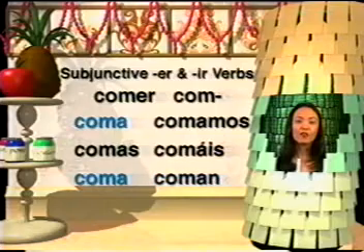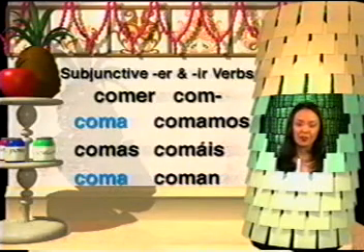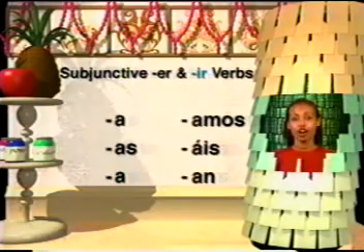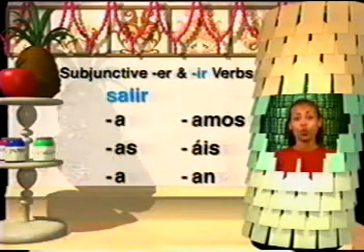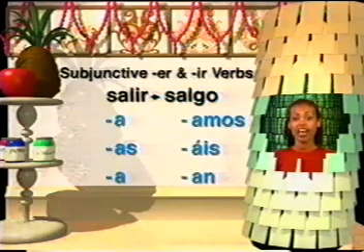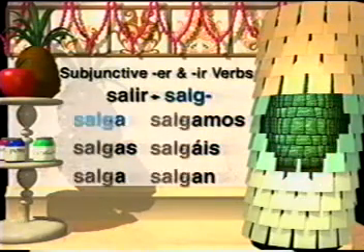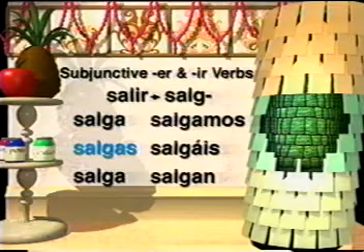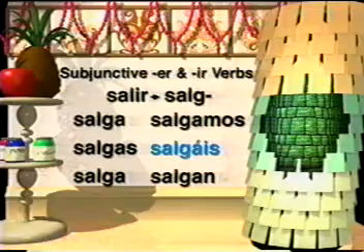Again, check out how the first and third person singular endings are the same, just like with the AR verbs. Let's do an IR verb. How about salir? We change it to the yo form, salgo. Then we lose the O, and then we add our endings. Salga, salgas, salga, salgamos, salgáis, salgan.